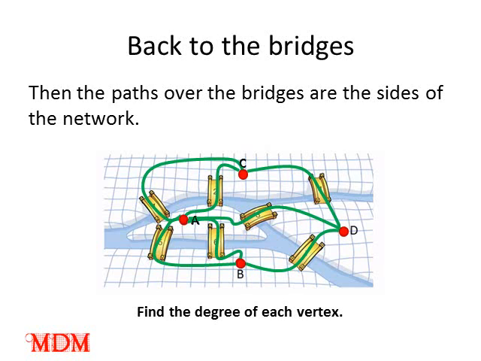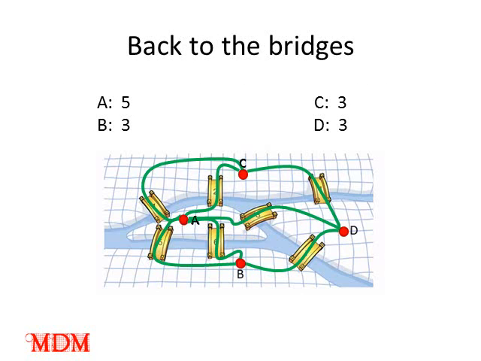How many edges connect at A? How many connect at B, C, and D? As we look at that, A has 5 edges, B has 3, C has 3, and D has 3. So what do you think Euler told the people of Königsberg? Is this particular graph traversable?